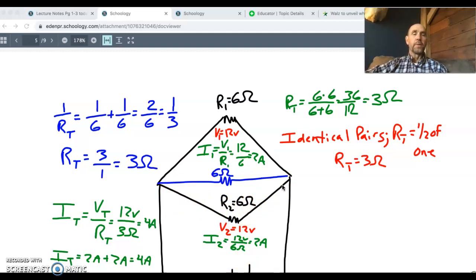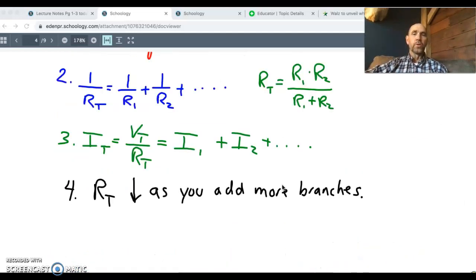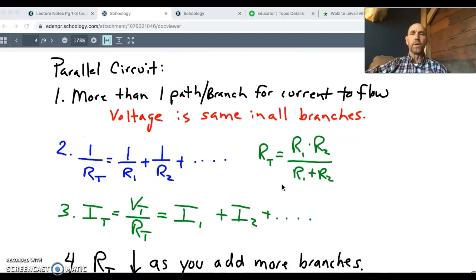Your home is wired in parallel. The school is wired in parallel. Commercial, residential, everything is wired in parallel. So if your bathroom circuit goes out because you have too many things on, we'll talk about that later as well, that doesn't mean your whole house goes out. Just that portion of the house, just that branch of your circuit, of the multiple circuits that you have in your home. Okay?